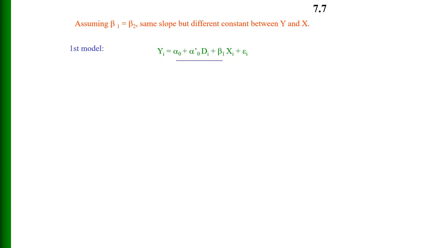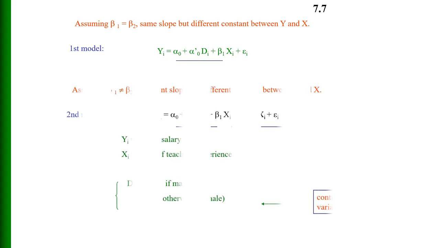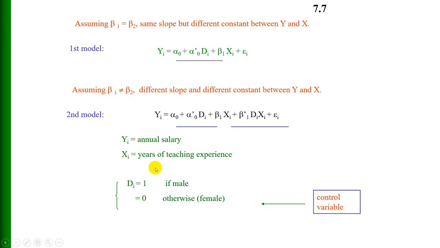Let us assume that beta 1 is equal to beta 2, which means the same slope but a different constant between y and x. So the first model is yi equals alpha naught plus alpha naught prime di plus beta 1 xi plus epsilon i.